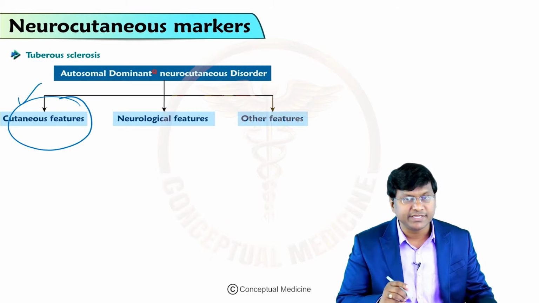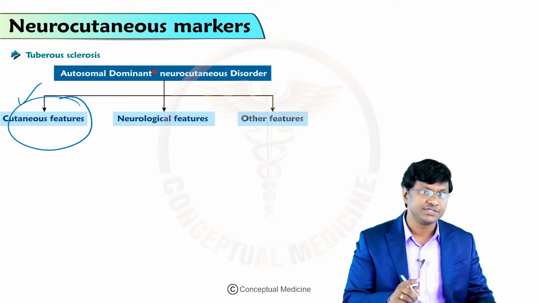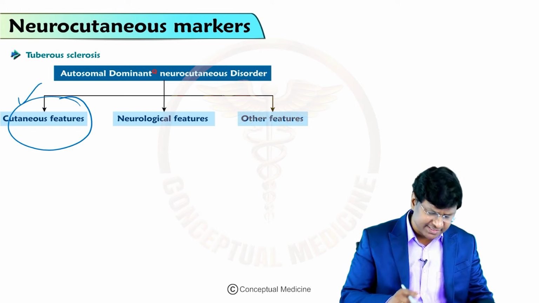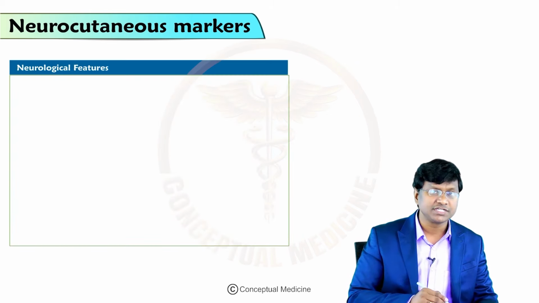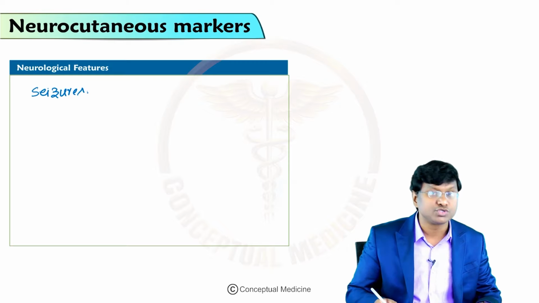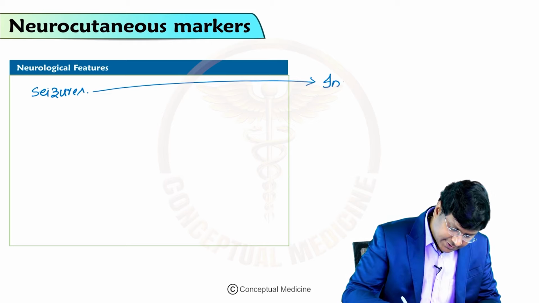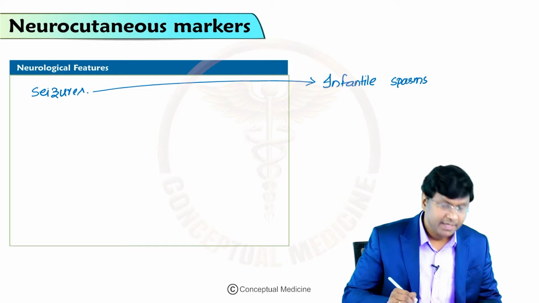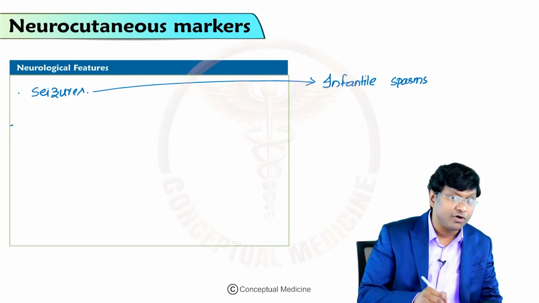Then followed by that, you take the neurological manifestations in patients with tuberous sclerosis. These neurological manifestations will be in the form of seizures. You have a triad. Let me discuss all the neurological manifestations. The most common will be seizures. Seizures will be the most common presenting symptom. And what type of seizures these individuals will have is infantile spasms. So infantile spasms will be the form of the seizures.